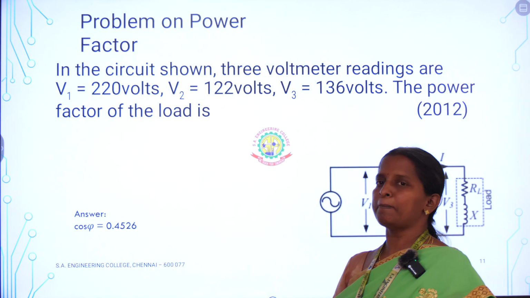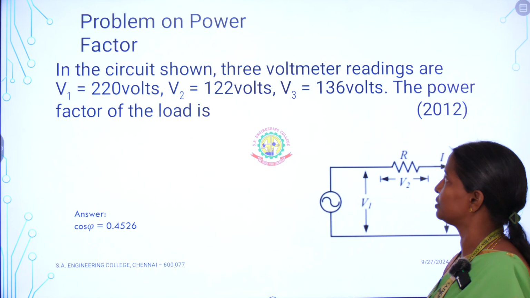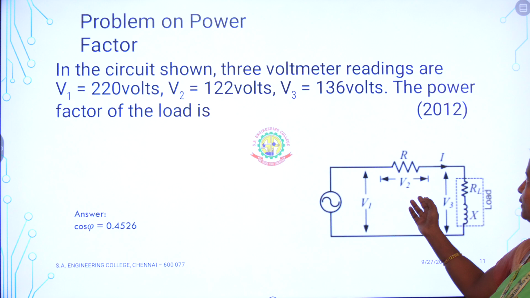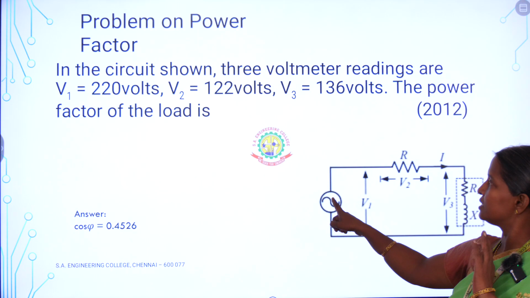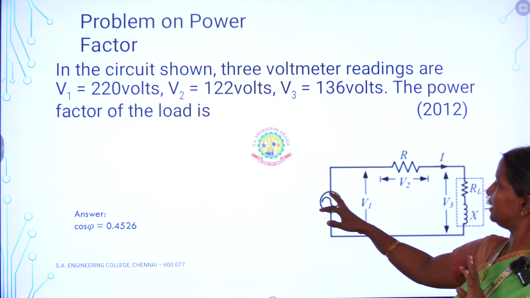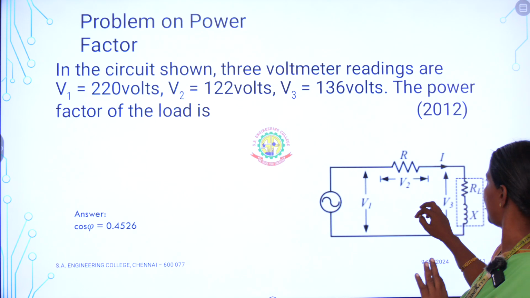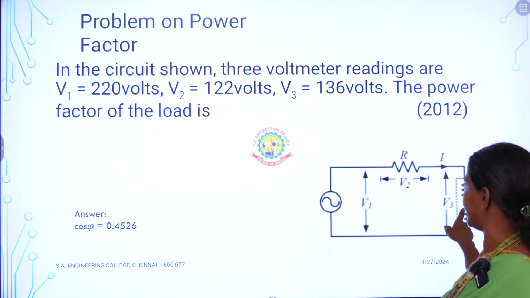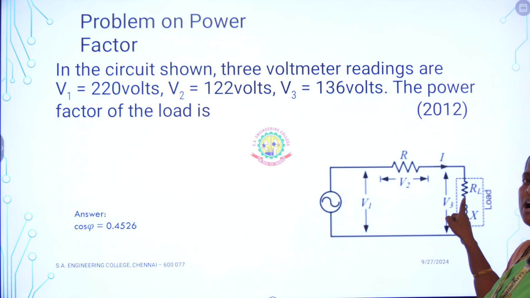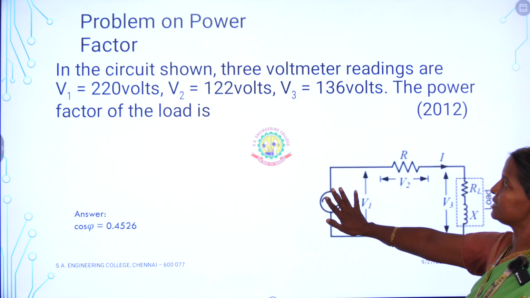Let us see a problem on the power factor. This is a GATE question from 2012. So in the circuit shown below, this is the circuit they have given. Whenever they draw this sine waveform, it is nothing but an AC source. This is a resistor, this is the R value, and here we have a resistor and a reactance value, that is an inductive reactance. It is nothing but an RL load. So this is an RL load, and this is a resistor, and this is a supply.